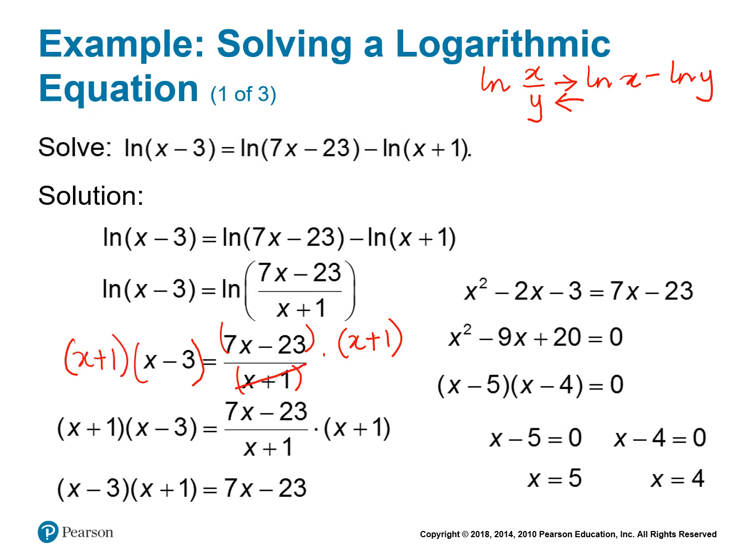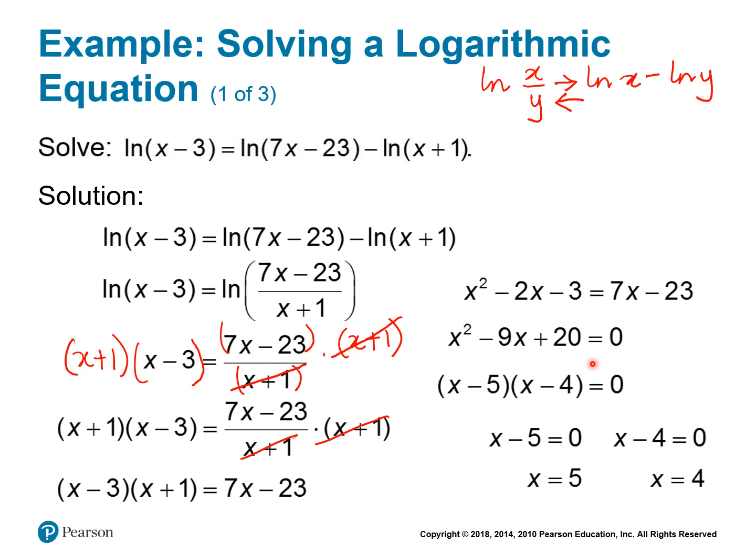So what happens is x plus 1 and x plus 1 on the right hand side divide, and we are left with x plus 1 times x minus 3 on the left hand side, and on the right hand side we just have 7x minus 23. So this and this also divides. This is what we are left with: x minus 3 times x plus 1 equals 7x minus 23. Now we have to multiply these two binomials and rewrite it here as x squared minus 2x minus 3 equals 7x minus 23, right?